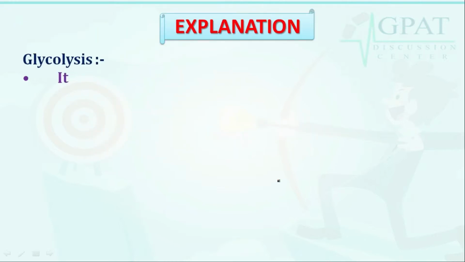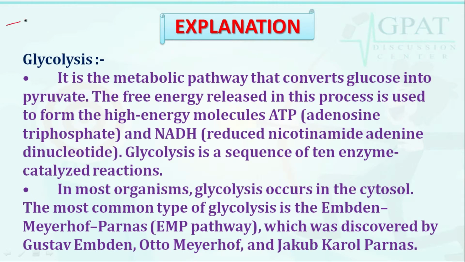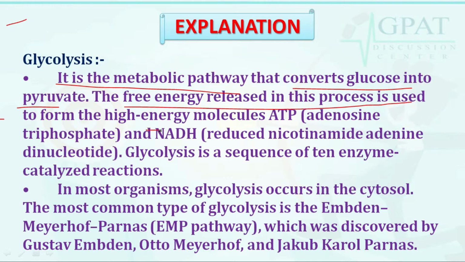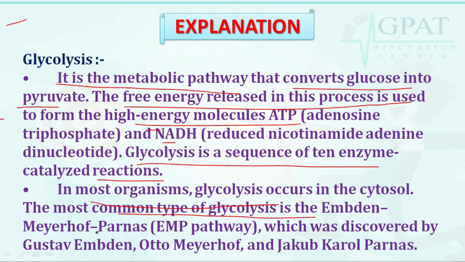Here we have just an explanation on this: glycolysis is a metabolic pathway that converts glucose into pyruvate, and the free energy released in this process is used to form the high energy molecules, that is ATP and NADH. Glycolysis is a sequence of enzyme catalyzed reactions. In most organisms, glycolysis occurs in the cytosol, and the most common type of glycolysis is the Embden-Meyerhof-Parnas, that is EMP pathway, which was discovered by Gustav Embden, Otto Meyerhof and Jakub Karol Parnas.